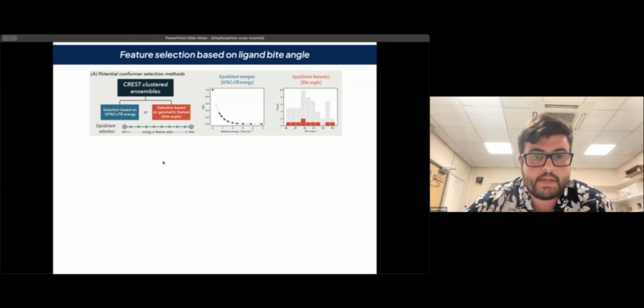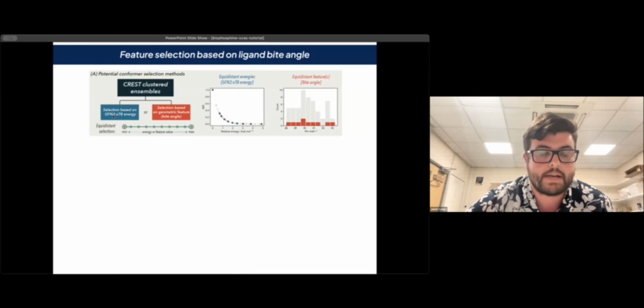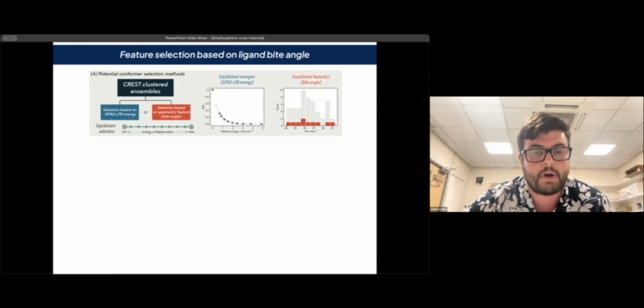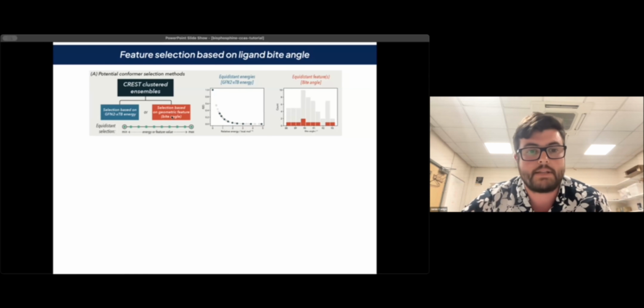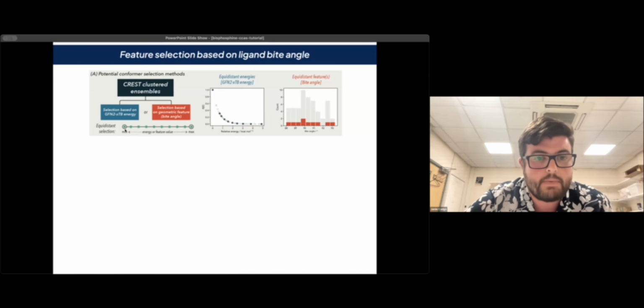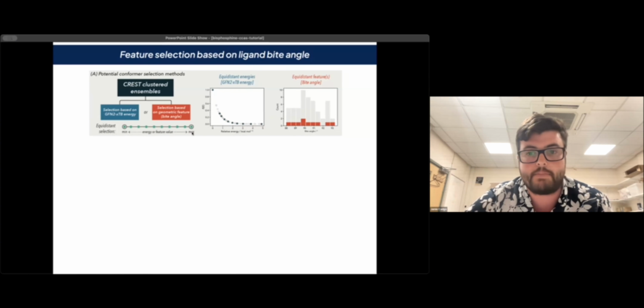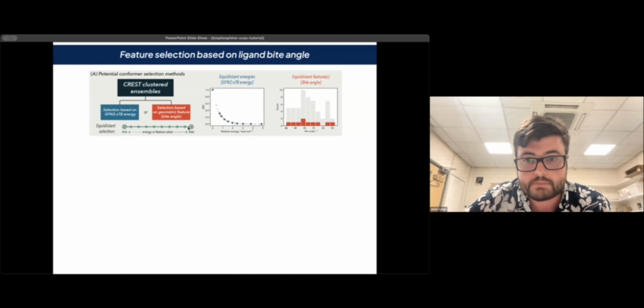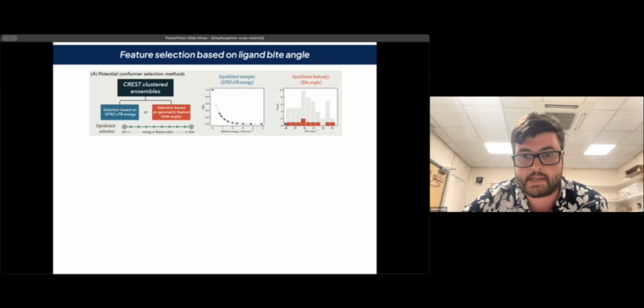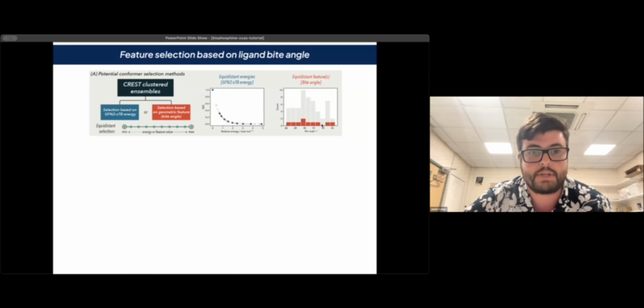And so we did it like this. I won't talk about the selection based on the GFN2 energy. Turns out GFN2 energies aren't terribly reliable, and also they miss some conformers if we do it this way. But we used a geometric feature. So bite angle was the one that we ended up selecting, and we did it like this. We selected the minimum and the maximum value of the bite angle across the ensemble. So you imagine on the histogram like this, we pick this one, and we pick this one at the end, and then equidistant values in between.